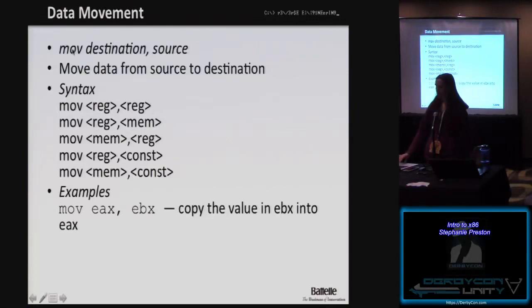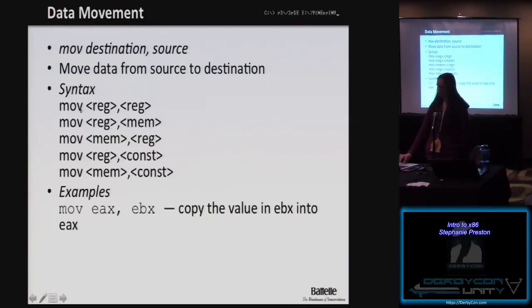So the move instruction in Intel syntax starts with the destination, comma, then the source. And it simply moves data from the source to destination. And here's that syntax. There are specific combinations of operands, which I'll get to in another slide, that you can use for different instructions.